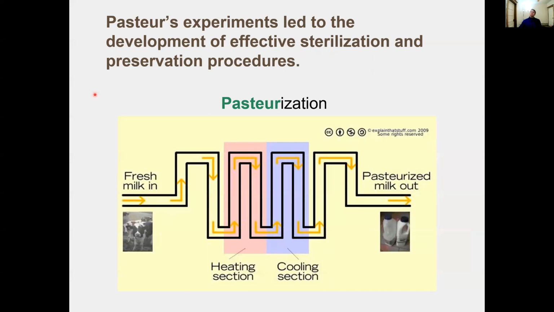So Pasteur's experiment also led to the development of preservation and sterilization techniques. For example, all of you probably buy pasteurized milk, and that Pasteur that you see in pasteurization comes from his name. It comes from Louis Pasteur. So pasteurization is a process in which packaged and non-packaged foods, specifically milks and fruit juice, are treated with mild heat, usually less than 100 degrees Celsius, to eliminate pathogens and extend shelf life.